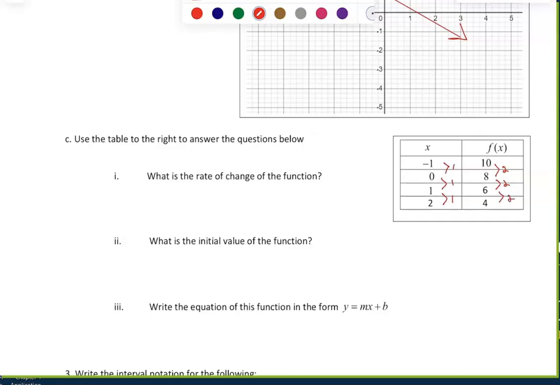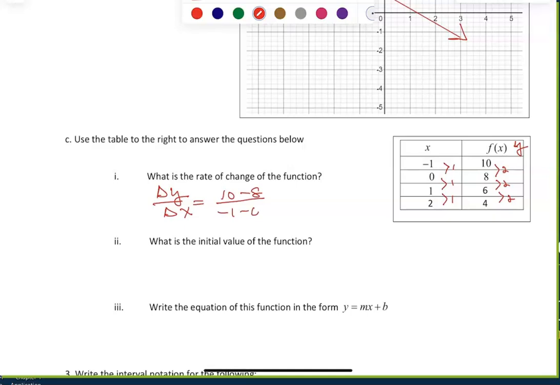Okay, so let's figure out the rate of change is the change in y over change in x. So my f of x, remember that's my y. So I'm going to say 10 minus 8 over negative 1 minus 0. 10 minus 8 is 2. Negative 1 minus 0 is negative 1. So the rate of change is negative 2.